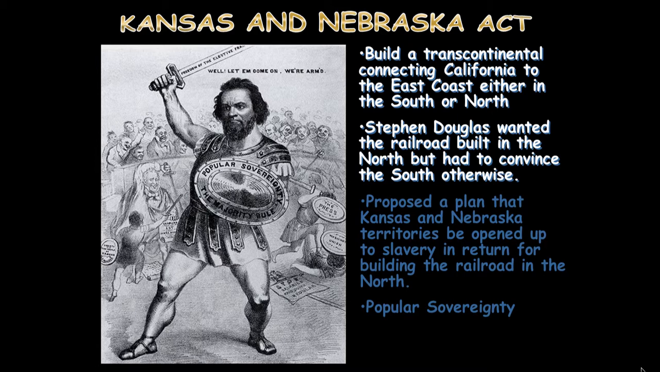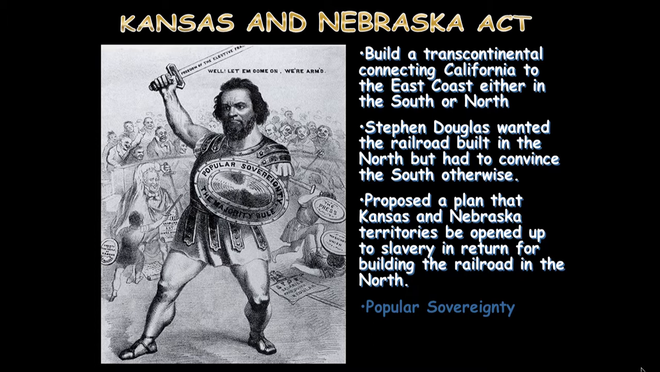And he believed if he was able to bring the North and South together again on another compromise, the Kansas-Nebraska Act, just like he was able to finish up the Compromise of 1850, splitting them up in separate bills to help get that passed, because Henry Clay is going to be ill and eventually die. He's not going to be able to finish it. So this plan that he's going to propose is that Kansas and Nebraska territories be opened up to slavery in turn for building the railroad in the north.